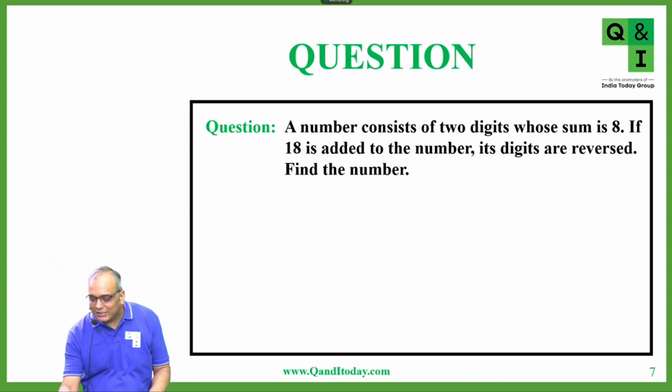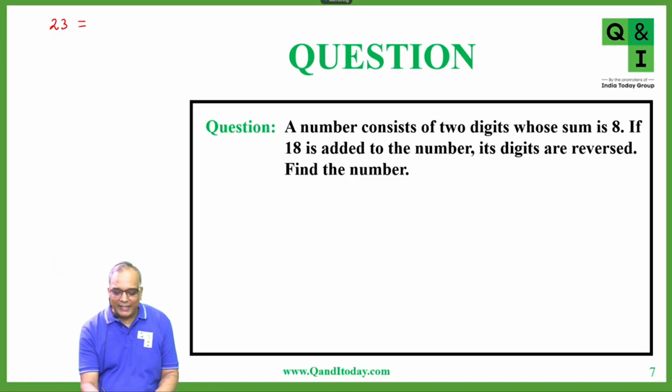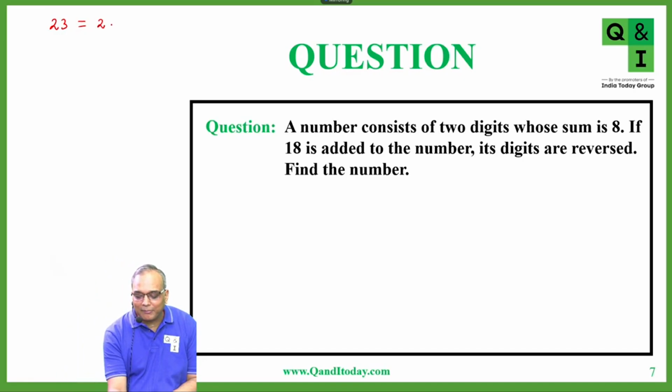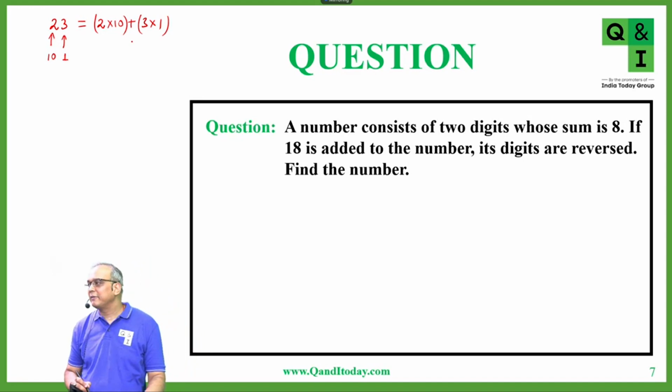So a number consists of two digits. I'll write it first here. If we have a two-digit number, for example, 23, then how do you write that number in expanded form? So the value of that number is written as 2 into 10 plus 3 into 1, because 3 is at the units place, it is multiplied by 1, and 2 is at tens place, this is multiplied by 10. So 2 into 10 plus 3 into 1, this will give you the two-digit number. Is it clear?